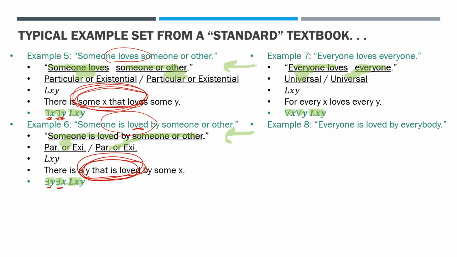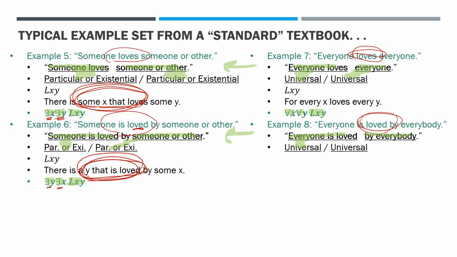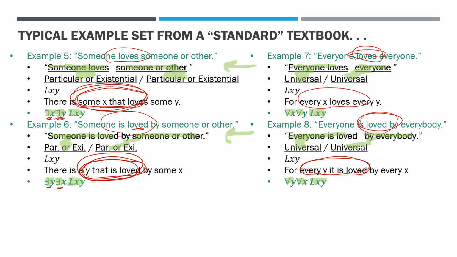loving or being loved. Okay, so here we have everyone loves. Here we have being loved. Everyone is loved by everybody. Both happen to be universal in scope. We have the relation Lxy. For every y, it is loved by every x. Hence we have for all y, for all x, Lxy. So every y is loved by every x. Before we had every x loves every y. So the ordering here is different.